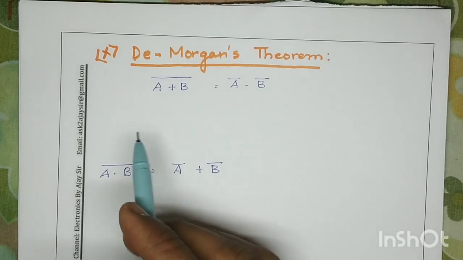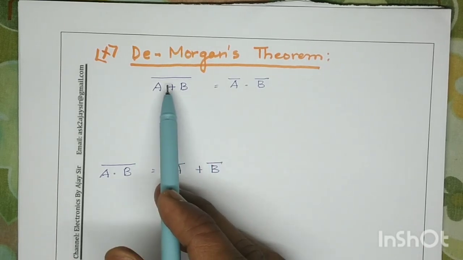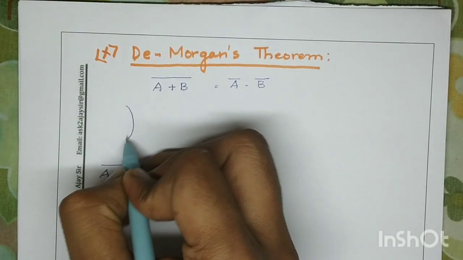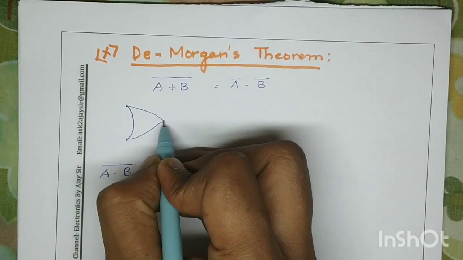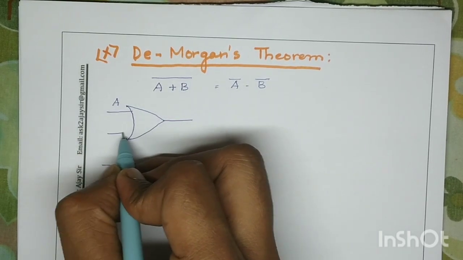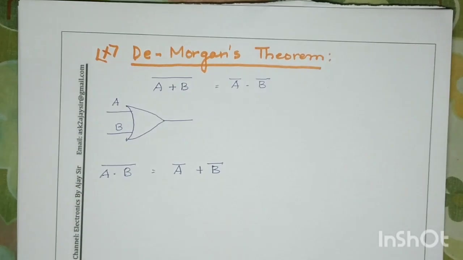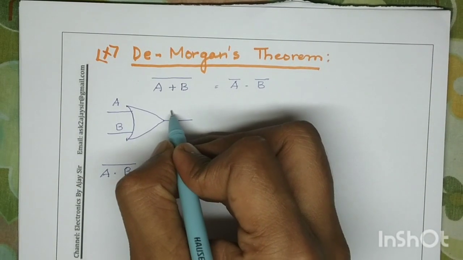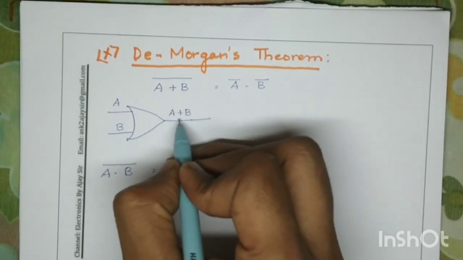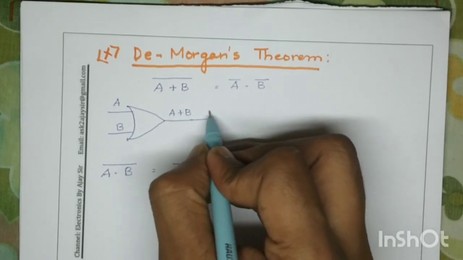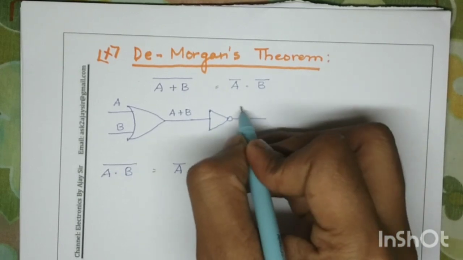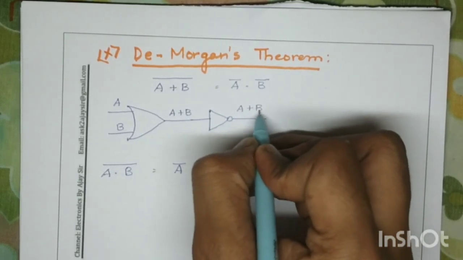Now we will see the circuit level implementation. First A plus B whole bar. So first we will generate A plus B. To generate A plus B I need an OR gate. The inputs are A and B. The output is A plus B. To make the complement of this signal A plus B, I need to pass this signal A plus B through an inverter, and it gives you the output A plus B whole bar.